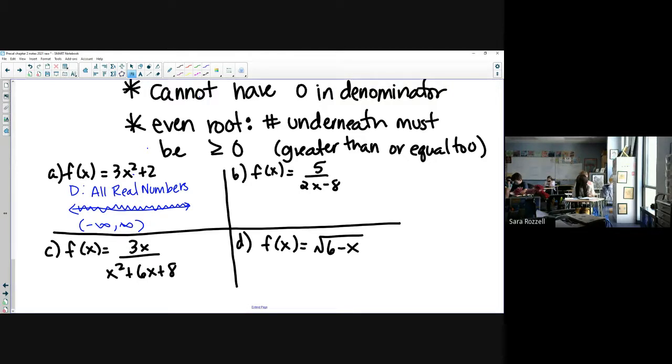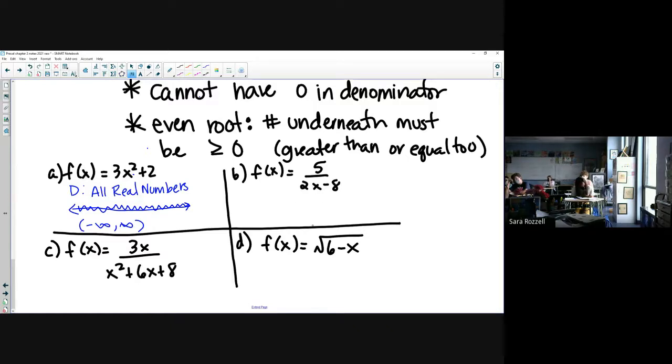For our second one, do we have a denominator or square root? Yep, we have a denominator. And what can it not be? It cannot equal 0. So what number could you plug in there that would make it equal to 0? 4. Yeah, if you plug 4 in there, you would get 0 in the bottom, and that's not going to work out. So the one number that we cannot have in our domain is 4.